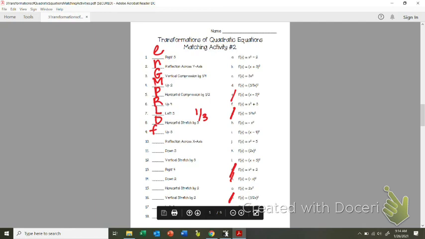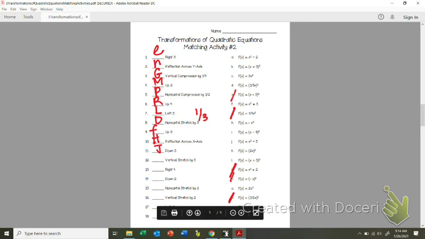Caesar, what did you get for number 10? Everybody agree with Caesar? H. Number 11. Hannah, what did you get? J. Everybody agree? J. Good. All right, number 12. Tiara? Wait, what? B? D.